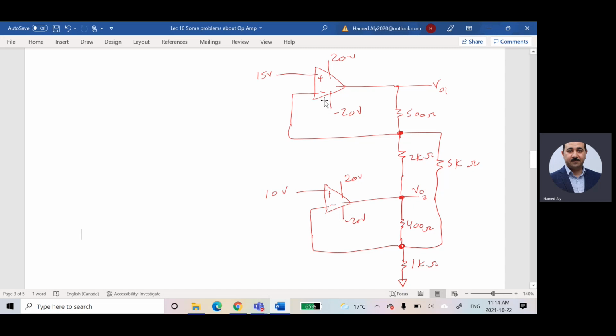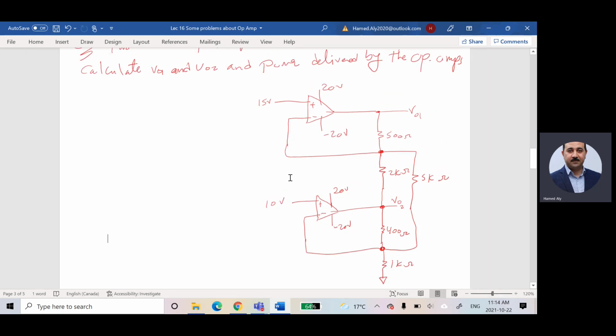He gave me these two operational amplifiers. They are ideal operational amplifiers, not identical. And he asked me to calculate V output 1 and V output 2. So, how to solve such a problem?